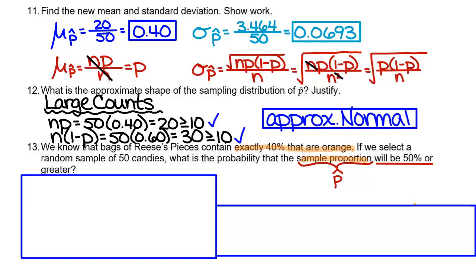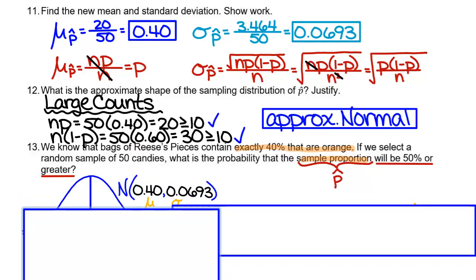So let's walk through this a piece at a time. We said that this was shaped approximately how? Normal. Approximately normal. So what do you need to do? Draw a picture. Draw a bell curve. What should go right down the center this time? What is my mean this time? No. 0.40. 0.40 goes right down the center. I need my big capital N next to it with my mean and my standard deviation.